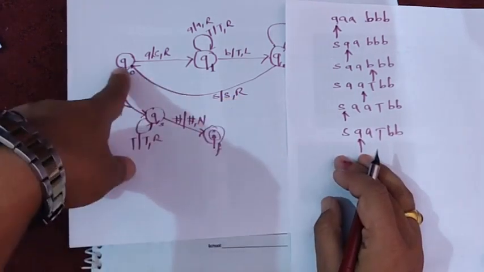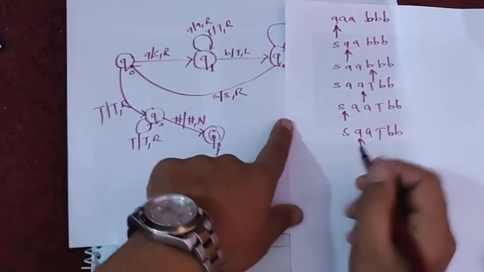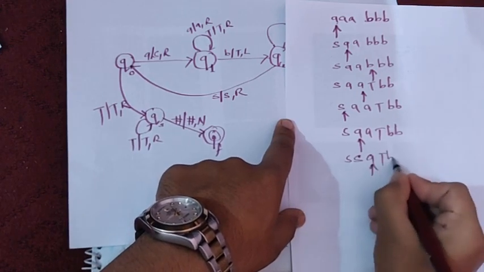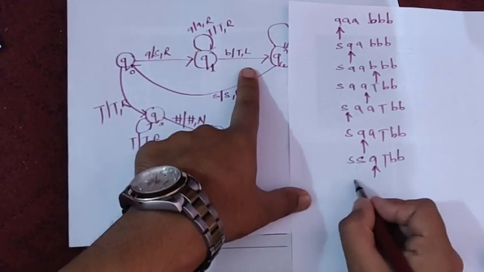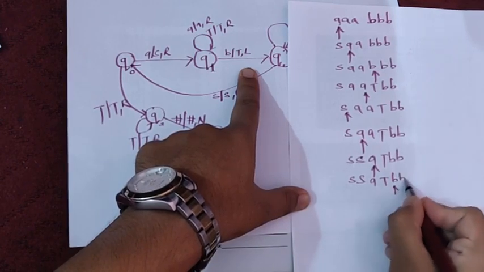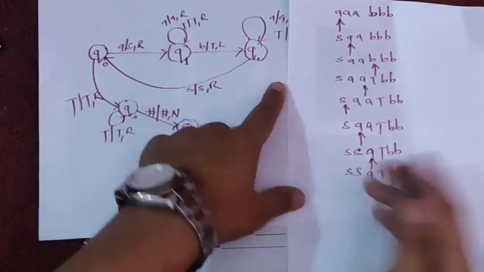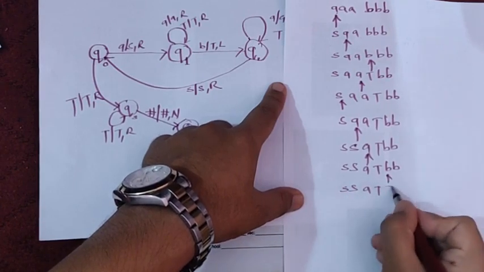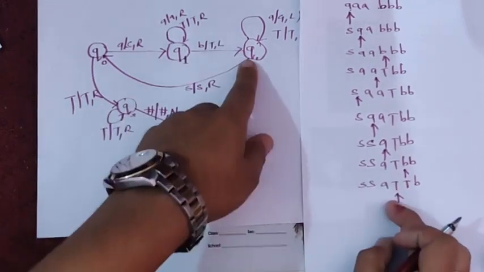Now Q naught. So we are in Q naught, again A, S. So we replace it by S and move right, and until B arises, we do nothing. So that means S, A, T, B. So when B arises, we replace it by T and move left. So S, A, T. So B is replaced by T and move left. And here again we are in Q2.